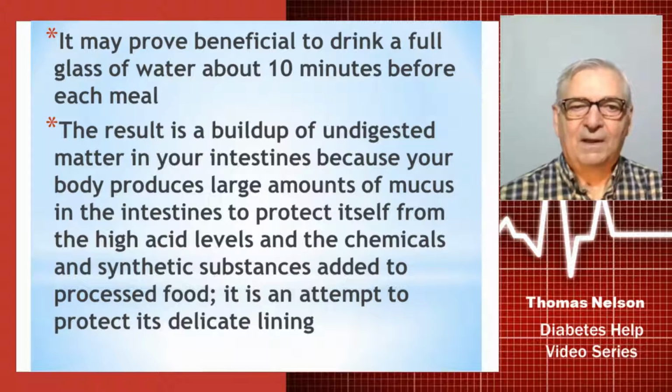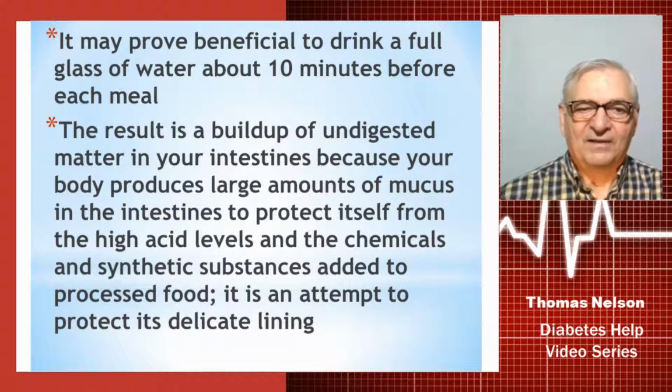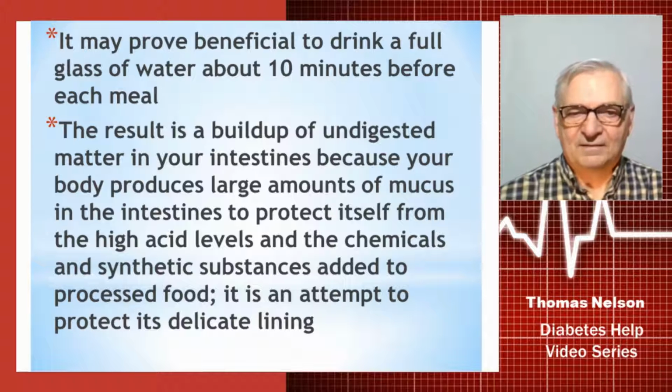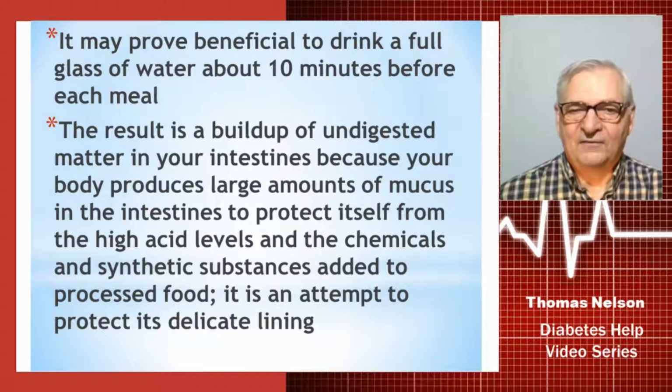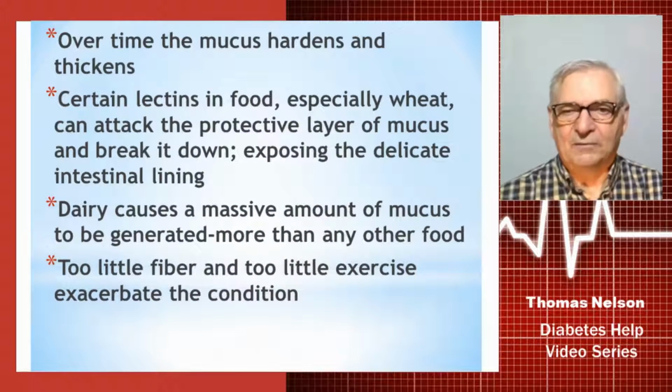The result is a buildup of undigested matter in your intestines because your body produces large amounts of mucus in the intestines to protect itself from things like chemicals and high acid levels and other synthetic substances that were in your diet and processed food. It's an attempt to protect its very, very delicate epithelial cell lining. So over time, the mucus is going to harden and thicken.